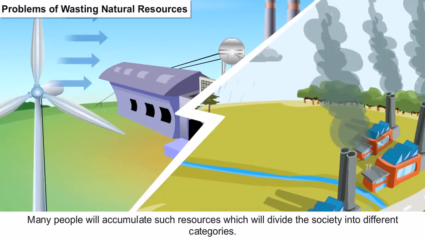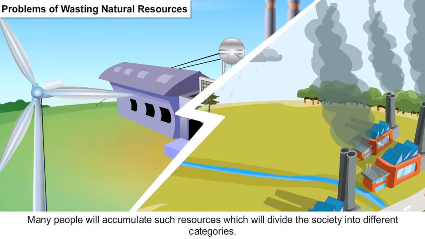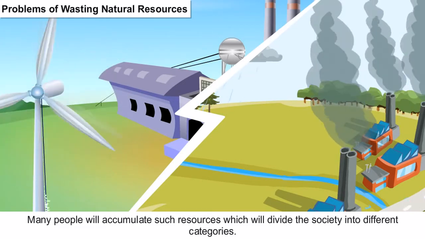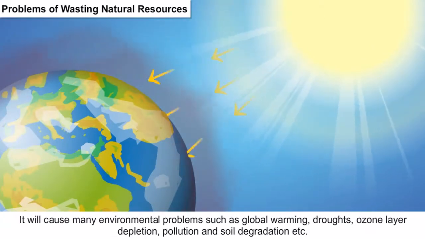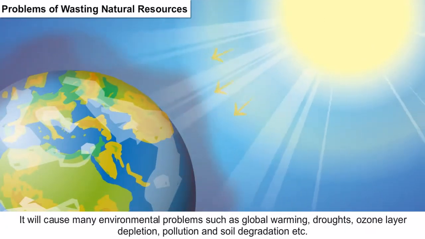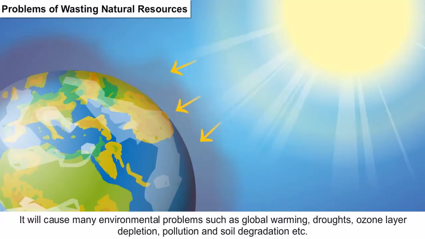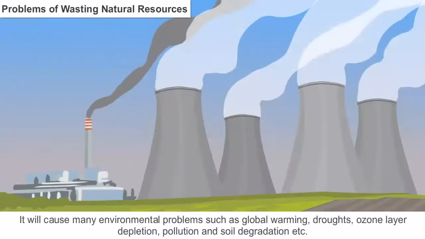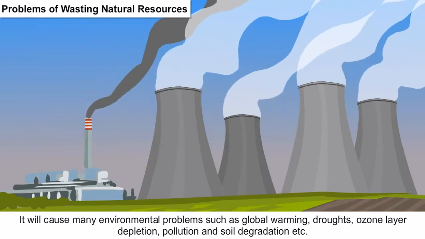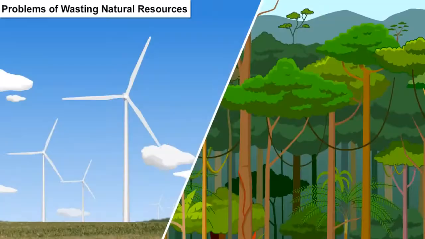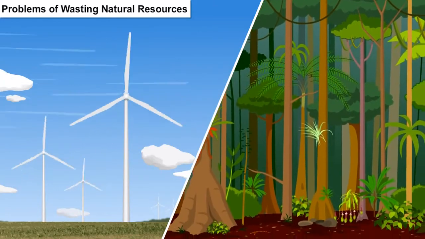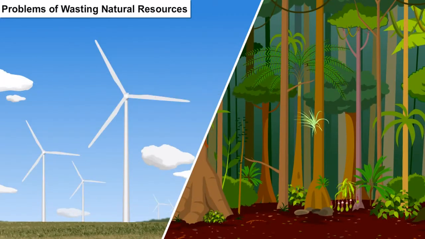2. Many people will accumulate such resources which will divide the society into different categories. 3. It will cause many environmental problems such as global warming, droughts, ozone layer depletion, pollution and social degradation, etc. The resource management can be done by implementation of sustainable development process.